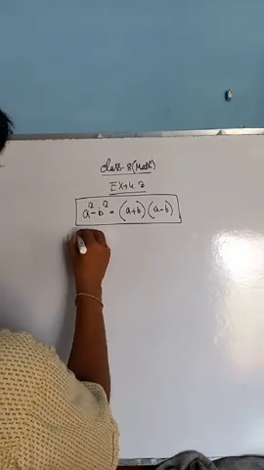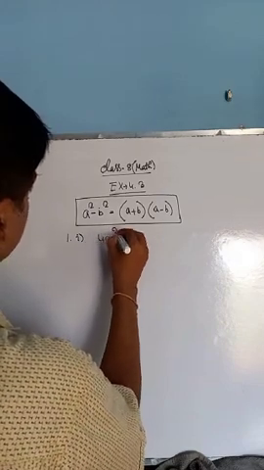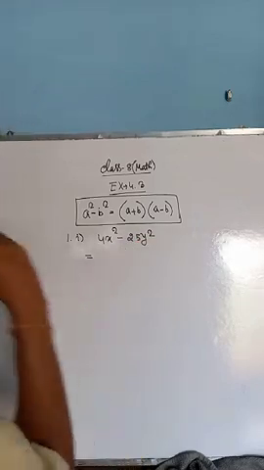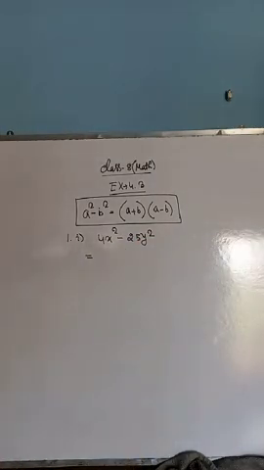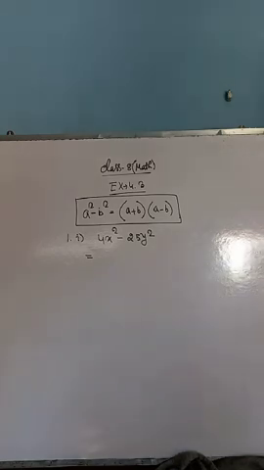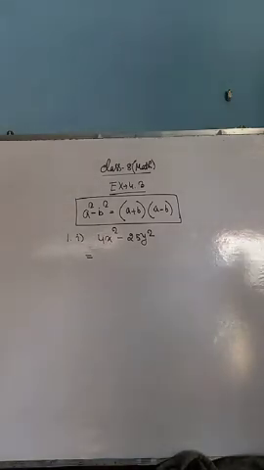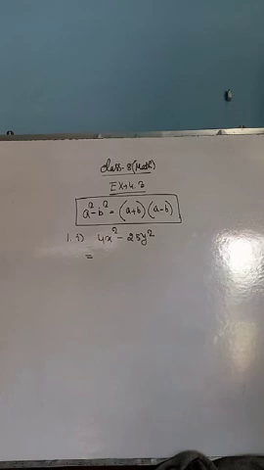Suppose question number 1: 4x square minus 25y square. How can you do that? Your first step is to take the common factor, if it is possible. After taking the common, you can make it in the form of a whole square. So your first work is to take the common, and then think in which way you can make it in whole square form.